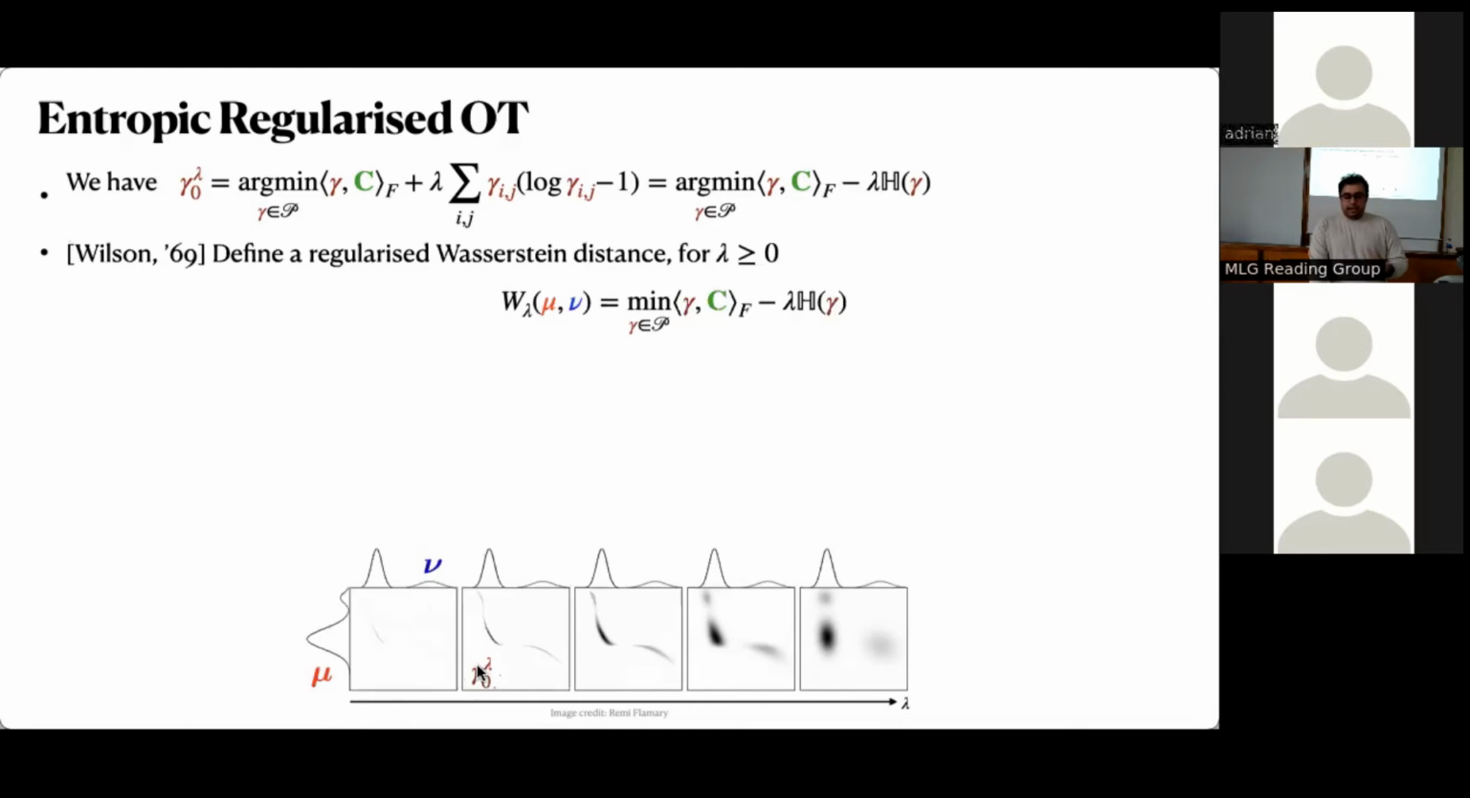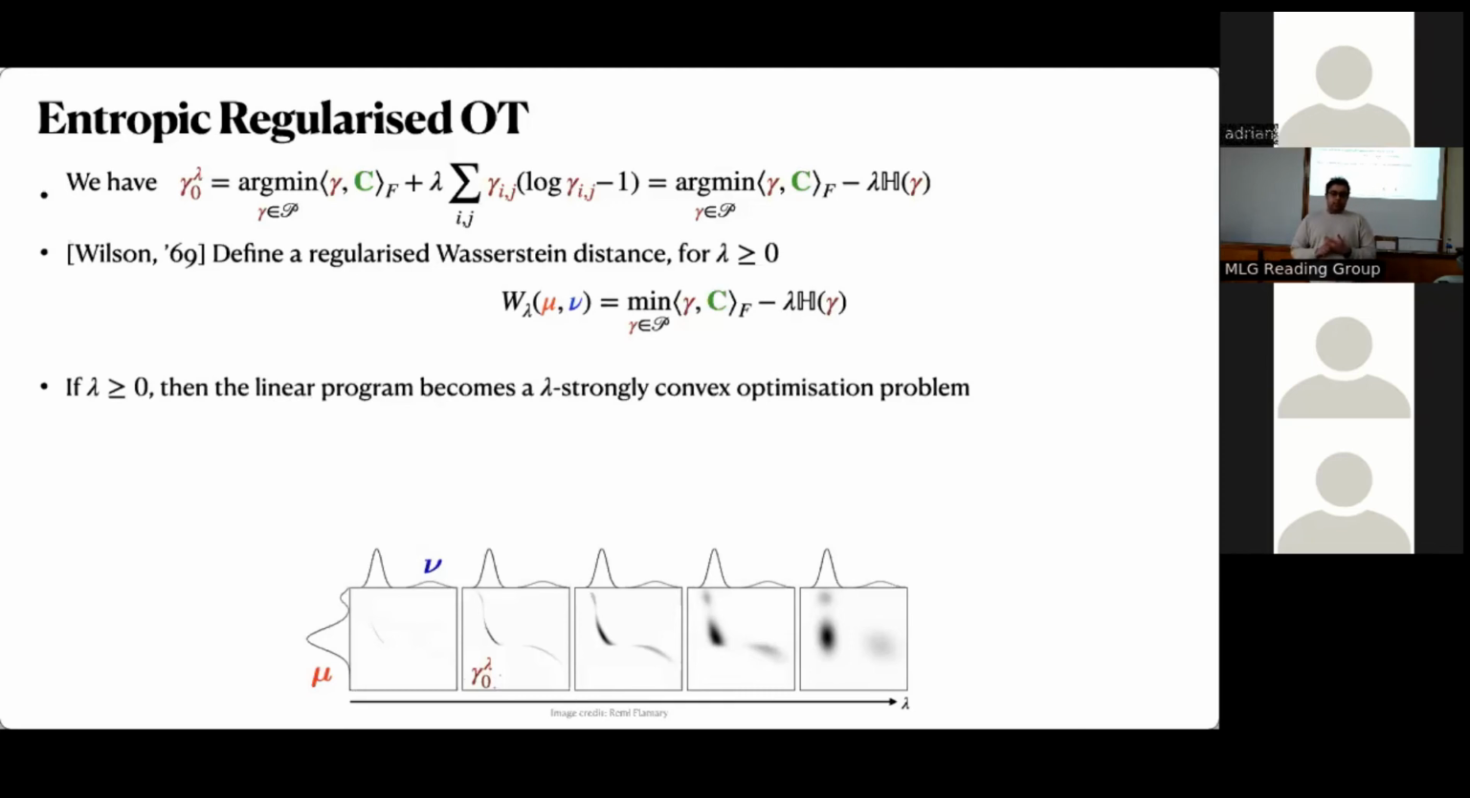But as you start adding regularization to this, the family of couplings that are allowed become less constrained and easier to find. And conceptually, if you take this all the way to the end, you end up with the maximum entropy distribution that still satisfies the constraints, which ends up being the product coupling again of mu and nu, because that is the coupling that has the highest entropy that still marginalizes to the correct values.